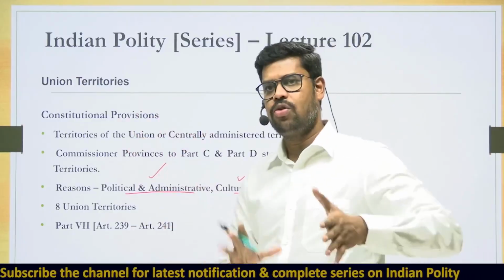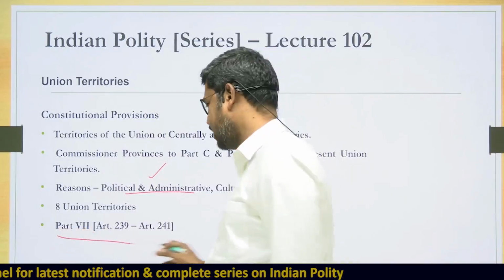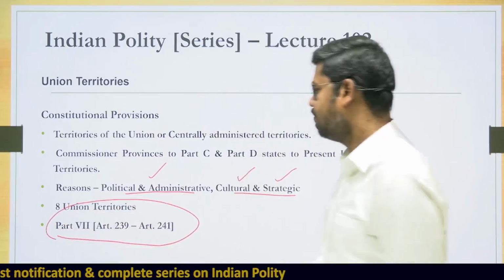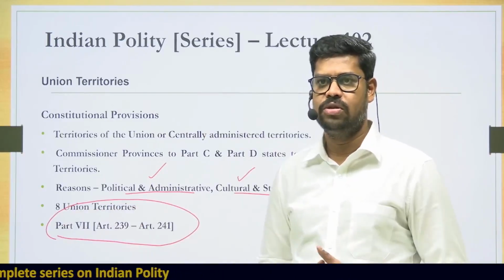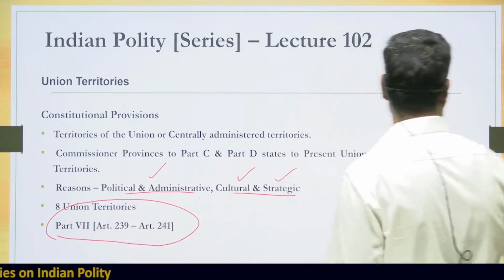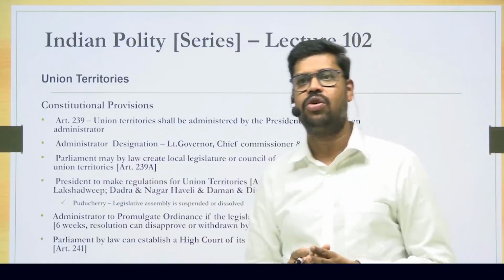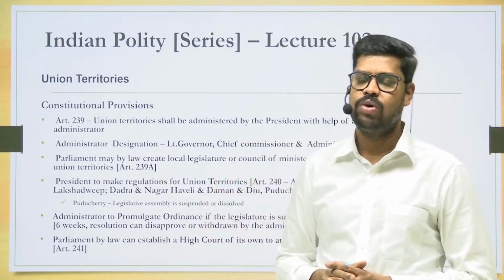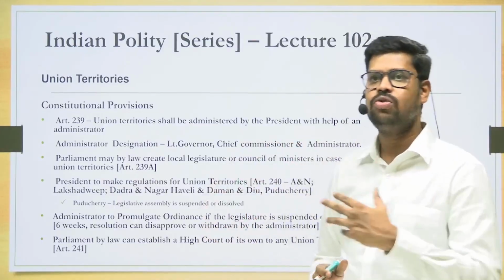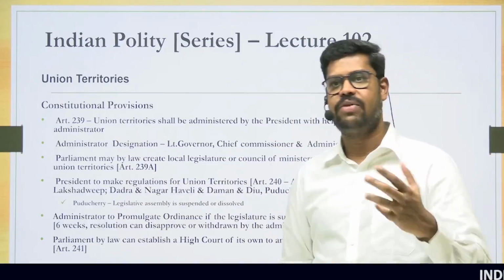If you look into the constitution, which part deals with all those things? It is Part 7 of the constitution, right from Article 239 to Article 241, which talks about all these things. All right. So let us proceed further. Let us try to understand some of the important constitutional provisions in general related to the union territories. Once I am done with that, I will move on to the special case of Delhi, because Delhi is one such union territory which has a special status.